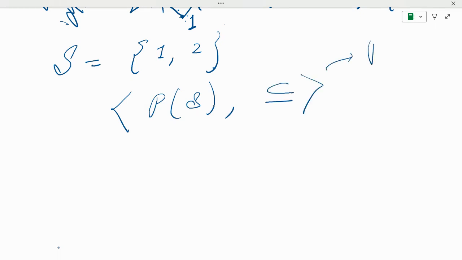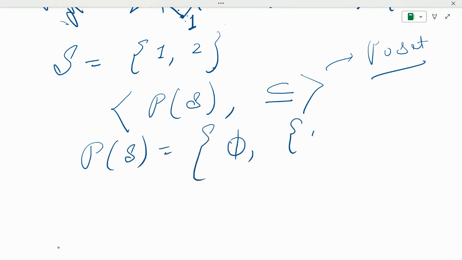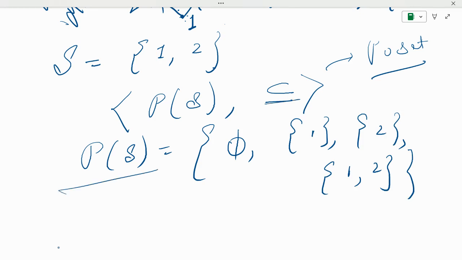Now we all know that this is a poset. For this poset we can construct the Hasse diagram. So the power set of S will include elements like phi, 1, 2, and 1 and 2. So this is the power set, and we are defining this operator onto this.